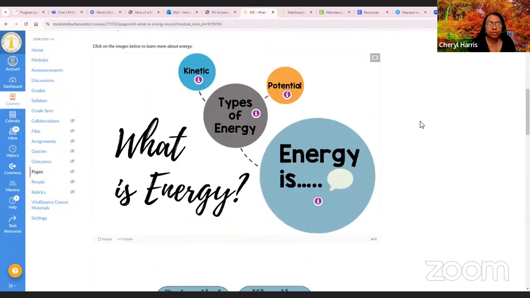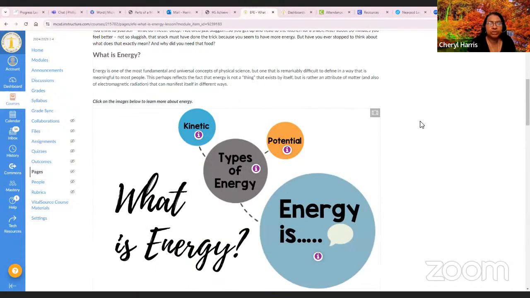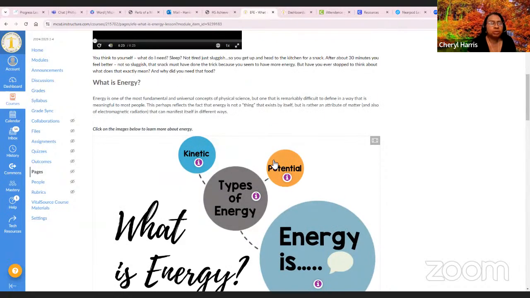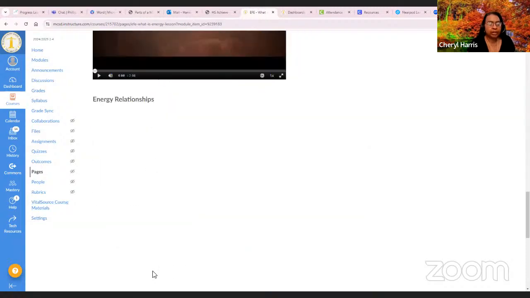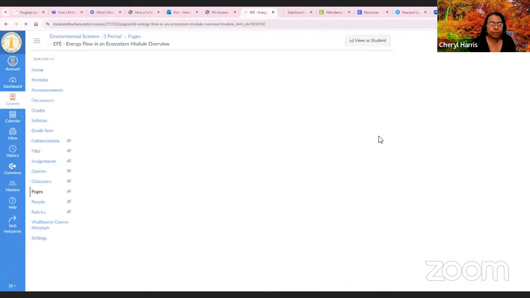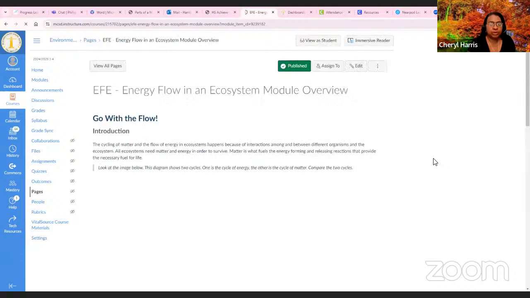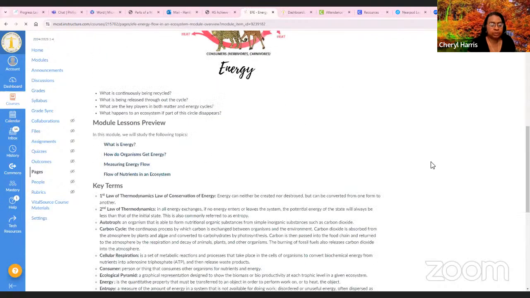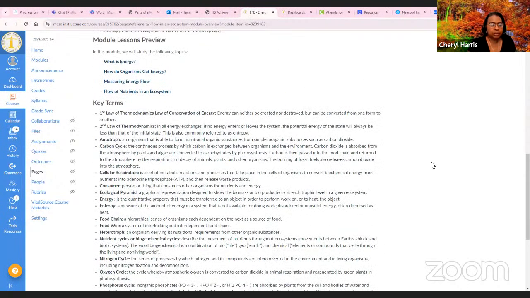All right, somewhere it should tell you energy is the ability to do work. So write that down somewhere. Let me go back to the first page and see if it tells you that there. Energy is defined in scientific terms as the ability to do work. And there's two types of energy.